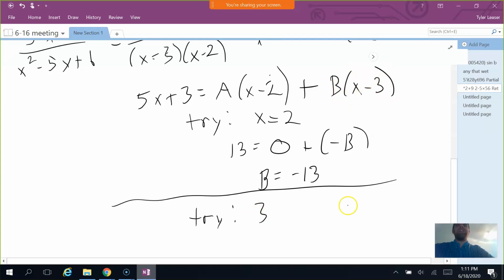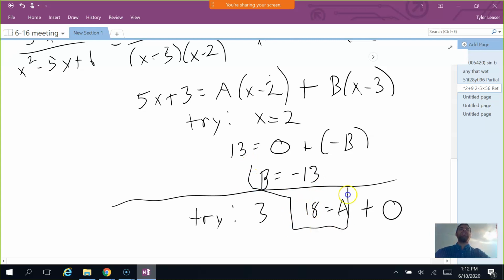So plugging 3 into the left, I get 15 plus 3, which is 18. On the right-hand side, I get 3 minus 2, which is 1, so I get the a, plus, remember this whole thing over here on the right-hand side, 3 minus 3 is 0. So I get a is equal to 18.